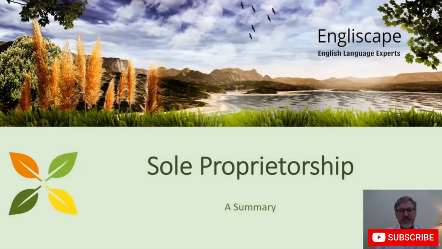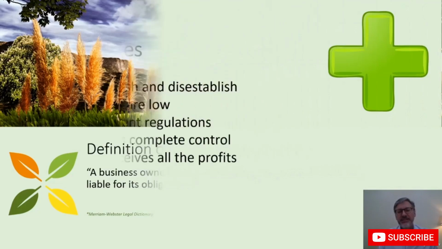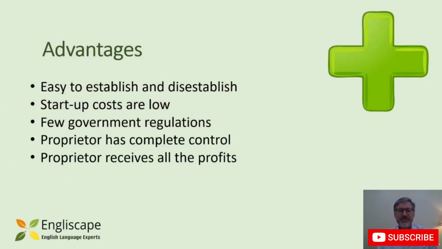So, before we finish this section, let's do a quick summary of sole proprietorships. A definition for a sole proprietorship is a business owned and controlled by one person who is solely liable for its obligations. Obligations: things the business must do or act on. There are several advantages to a sole proprietorship. They're easy to establish, to start, and to disestablish, to close. The startup costs are low, minimal.